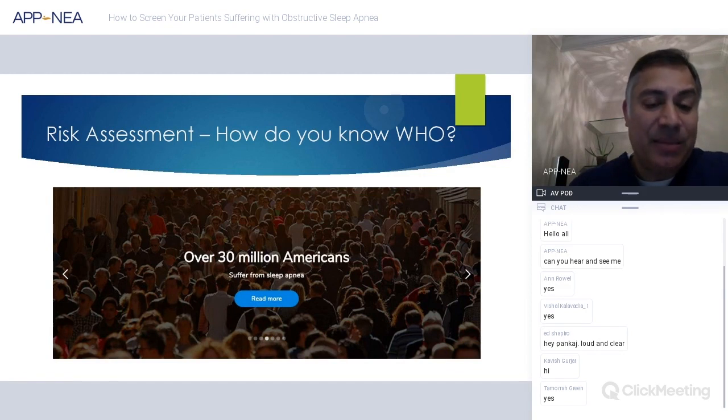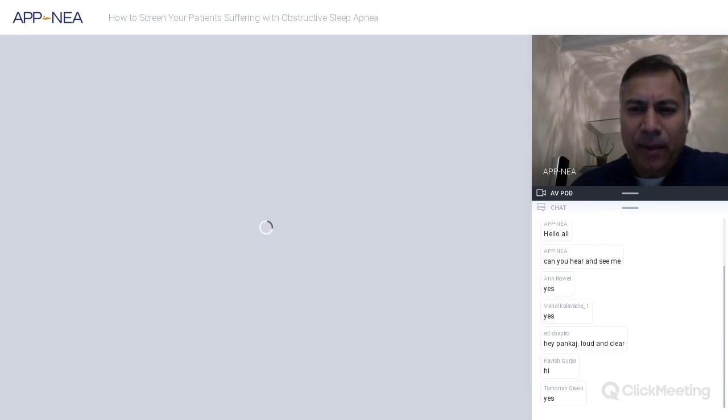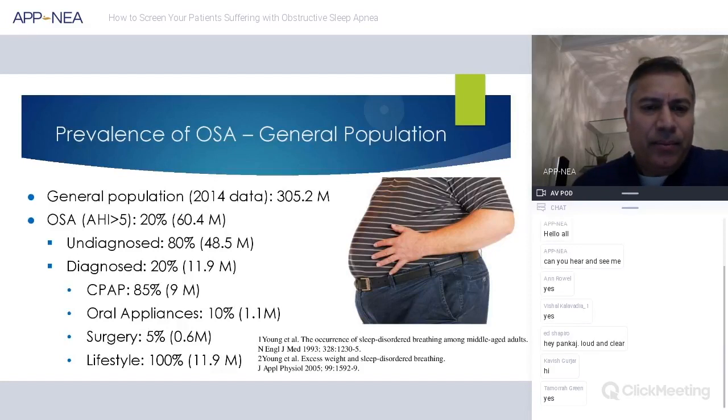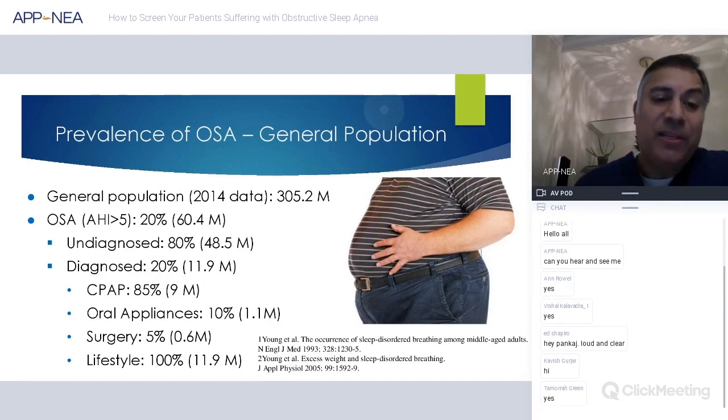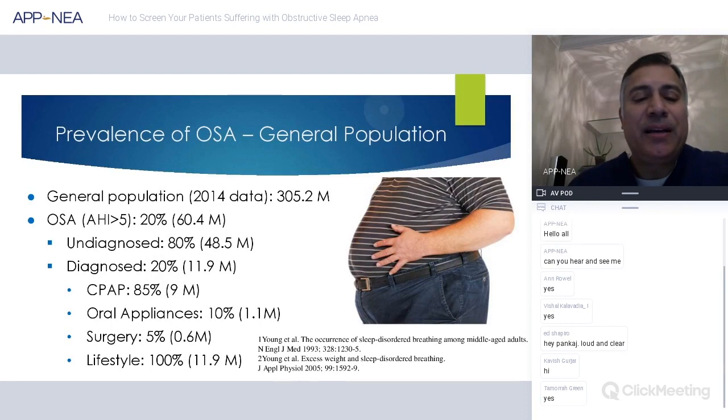It's now estimated that 60 million Americans suffer from sleep apnea. So if you just look at the general population, 60 million Americans suffer from sleep apnea, and of those, 80% are undiagnosed and only 20% are diagnosed. And of the 20% that are diagnosed, 85% of those have been prescribed a CPAP, and only 10% have been prescribed oral appliances as first-round therapy.